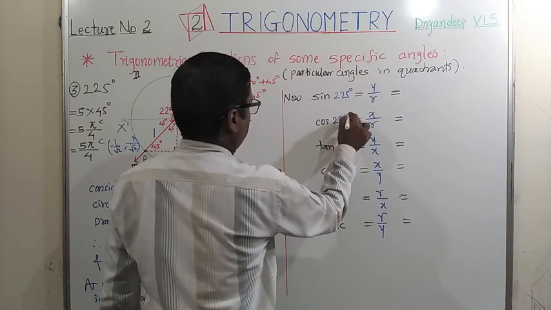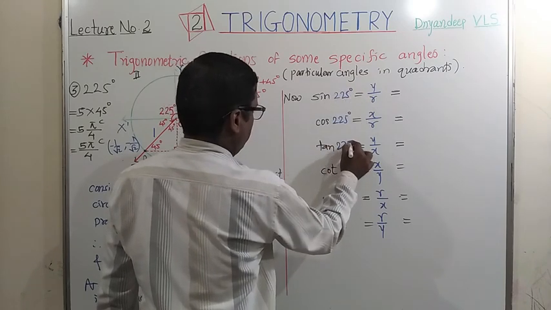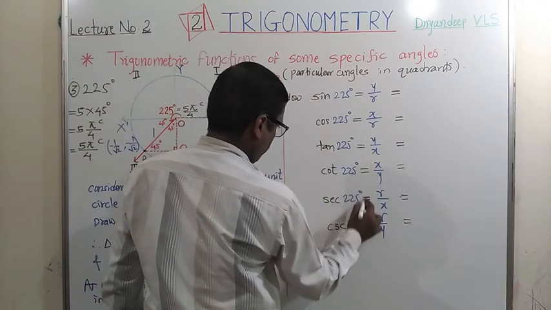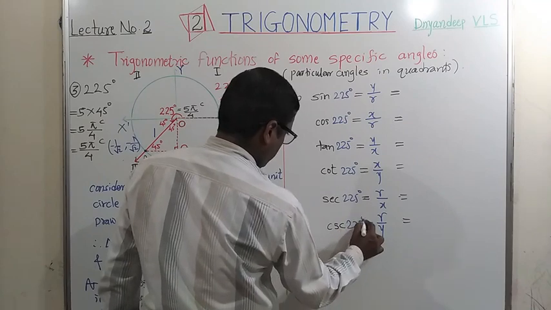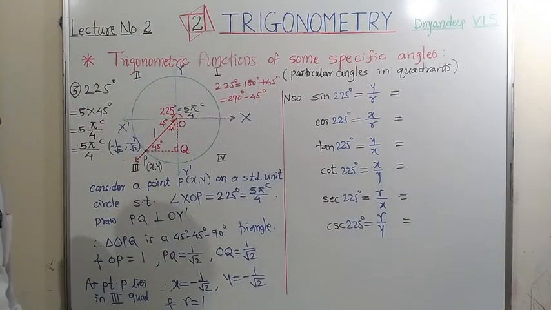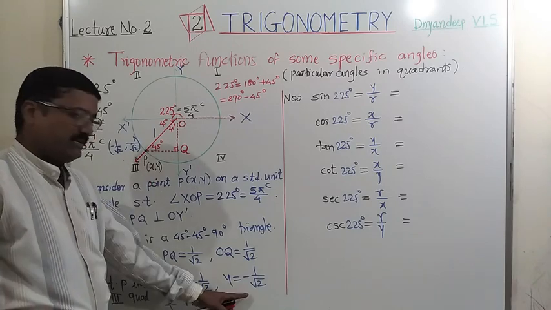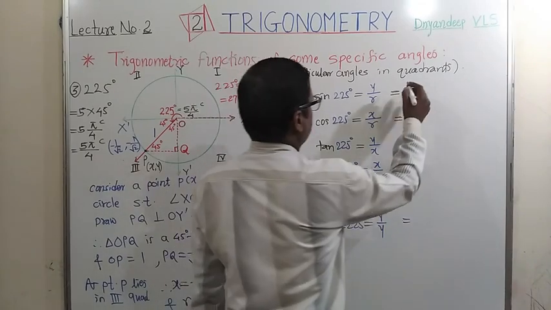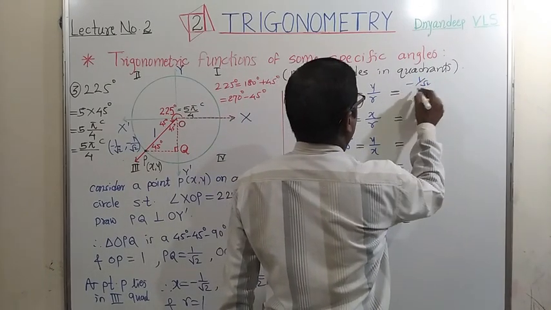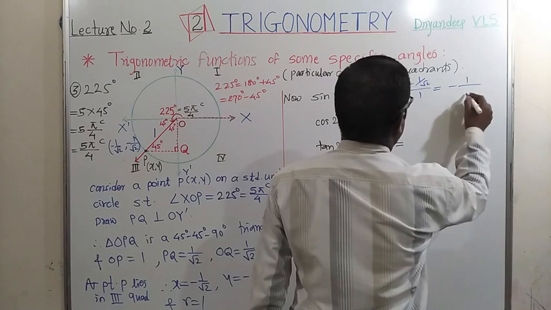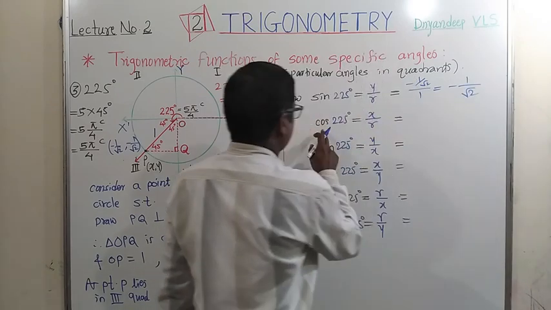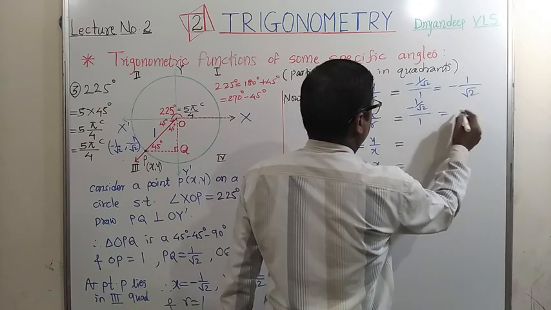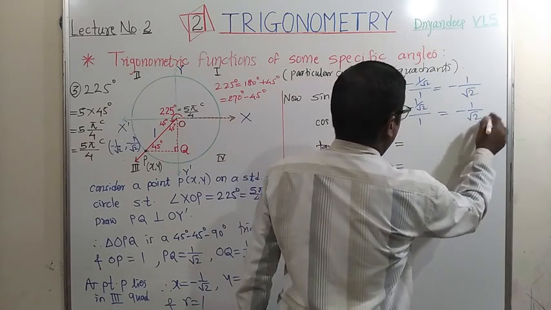So sin 225 degree, cos 225 degree, tan 225 degree, cot 225 degree, sec 225 degree, and the last one cosec 225 degree. Sin 225 is y upon r, y is minus 1 upon root 2, x is also minus 1 upon root 2, and r is equal to 1. So using those values we get minus 1 upon root 2 upon 1, which is equal to minus 1 upon root 2. Cos is x upon r, x is also minus 1 upon root 2 upon 1, so it is equal to minus 1 upon root 2.